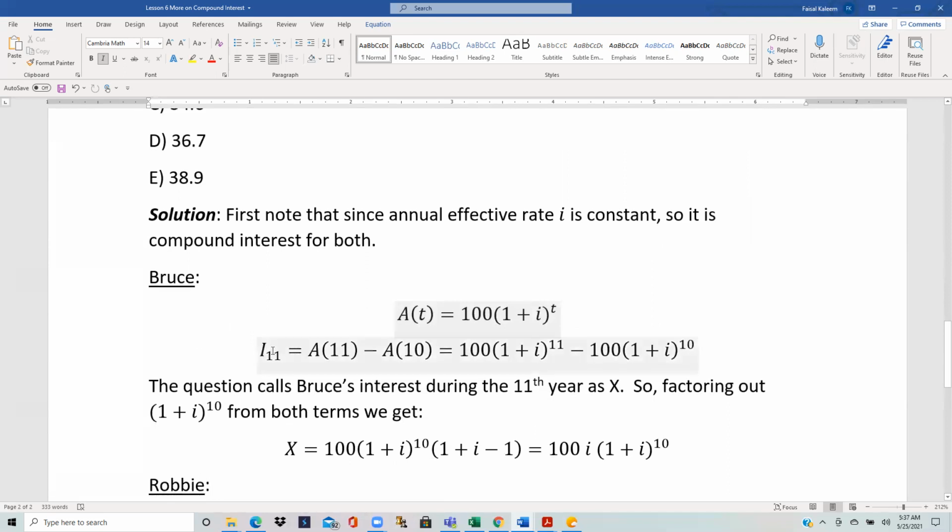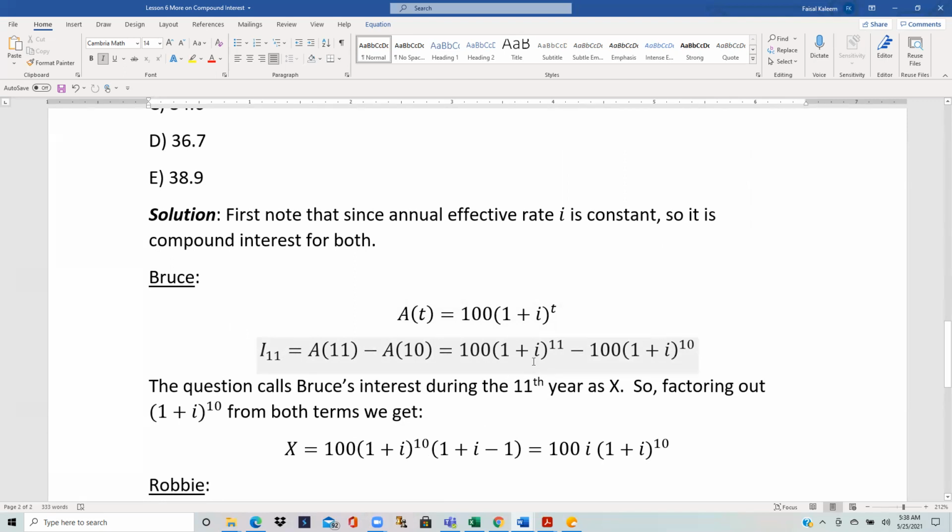We know from an earlier lesson that the interest in the 11th year will be the amount at the end of the 11th year minus the amount at the end of the 10th year. That is equal to 100 times 1 plus i to the power 11. That's A of 11, and A of 10 is 100 times 1 plus i to the 10. And we are told that this is equal to X.